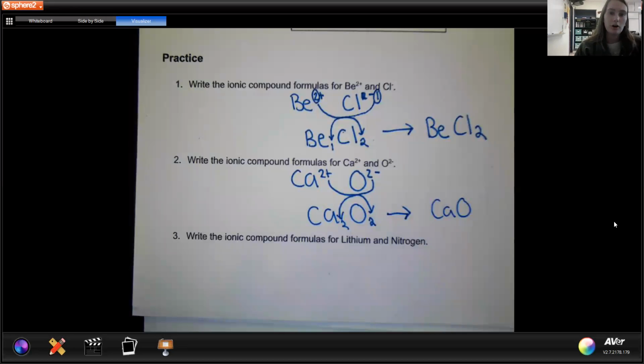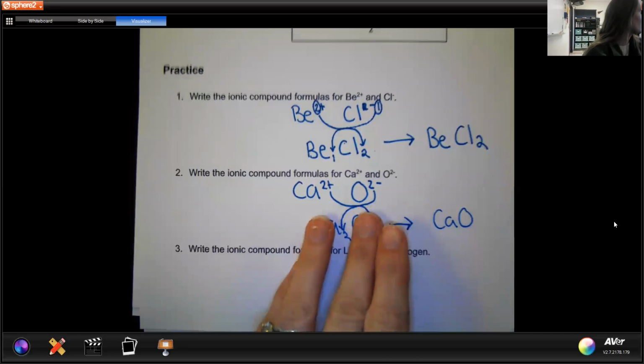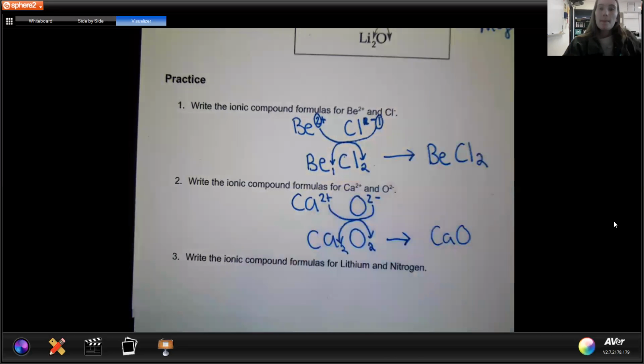Now try the last one on your own. I'm not going to do this one, so you'll need to practice that one on your own. So with that, we are done with practicing binary ionic compounds. So what you will need to do now is complete the assessment that's on Schoology. It's just going to go over what we just learned right now.